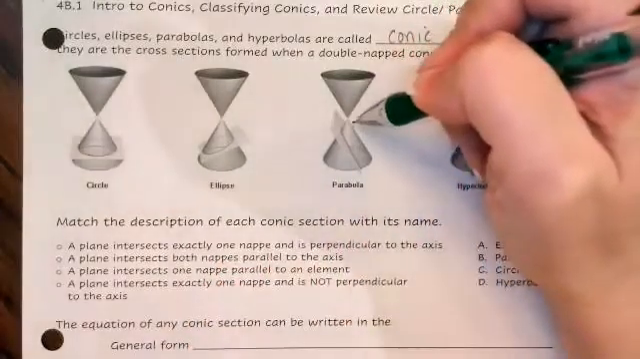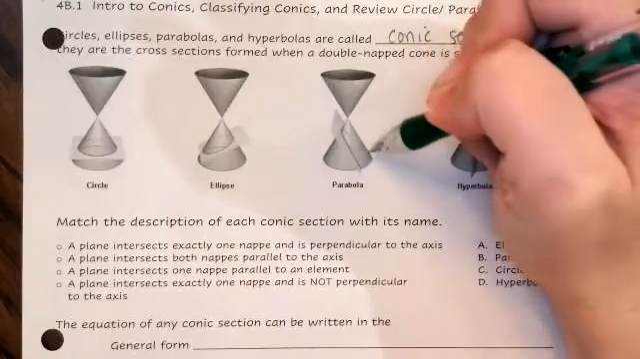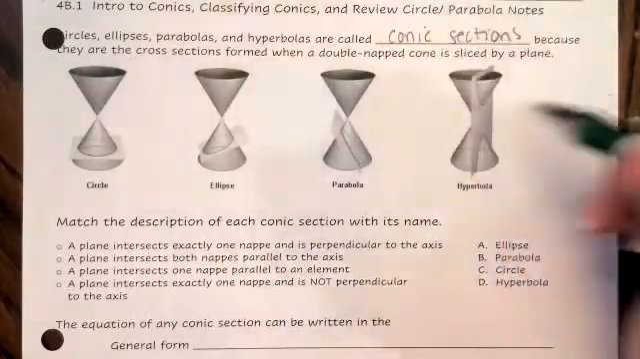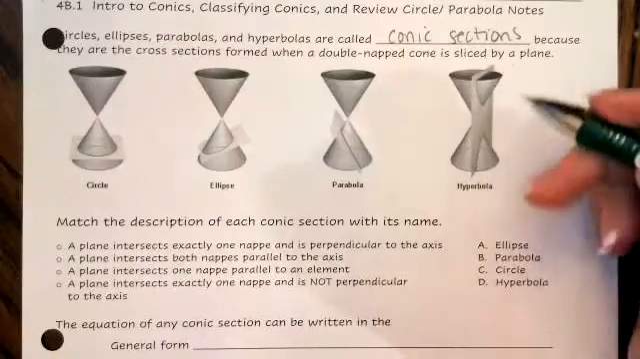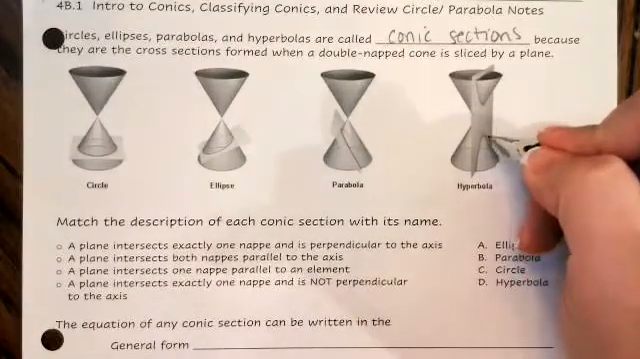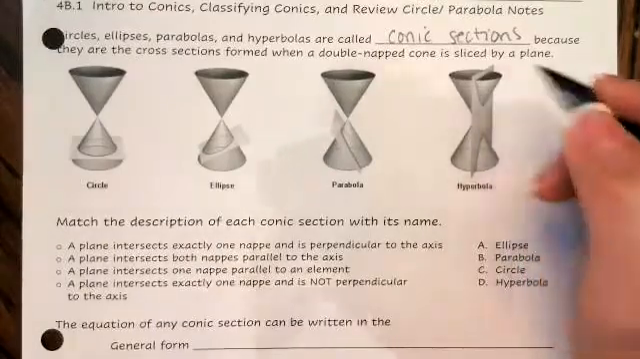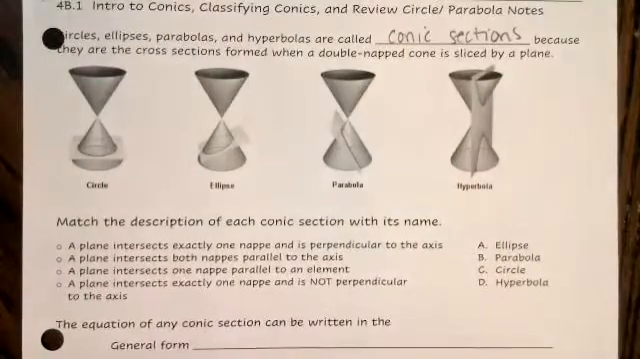If we slice it parallel to our side here, then we end up with a parabola. And if we slice it to where it slices both cones, we end up with a hyperbola. Kind of looks like a parabola, but there's two sides of it. Here is one, and then here is the other. We'll see conic sections in real life in use in a lot of different things because of the reflective qualities that conics have. First, we'll start by matching which description of each conic section with its name.